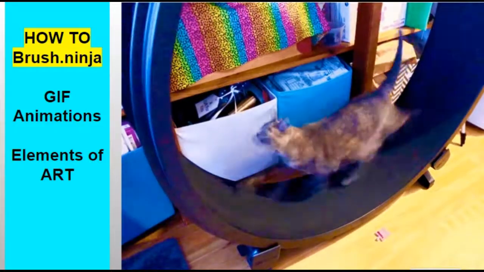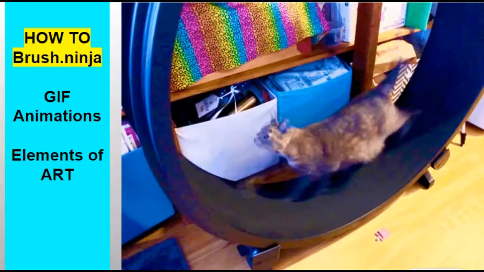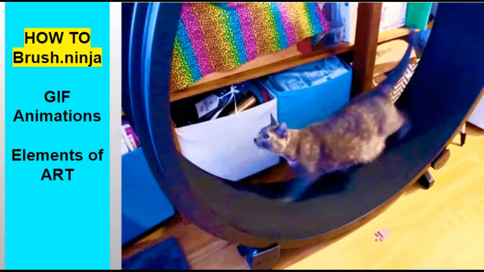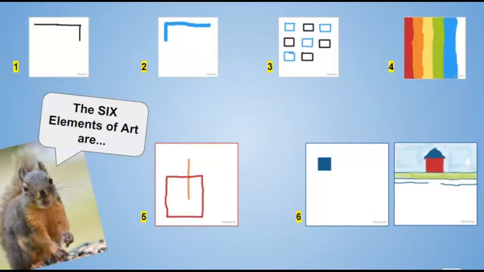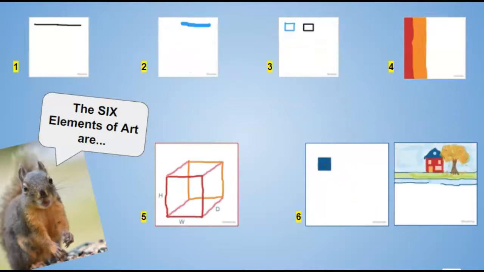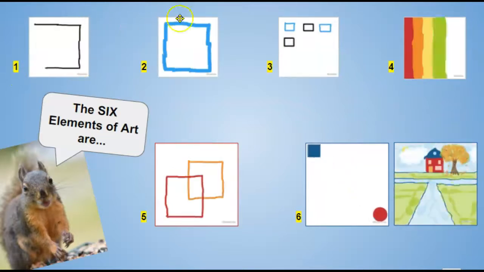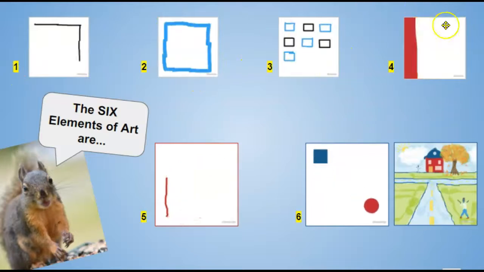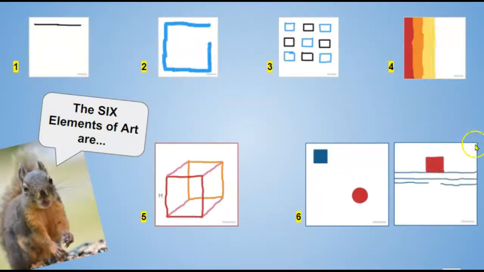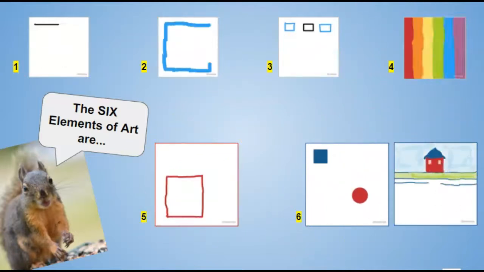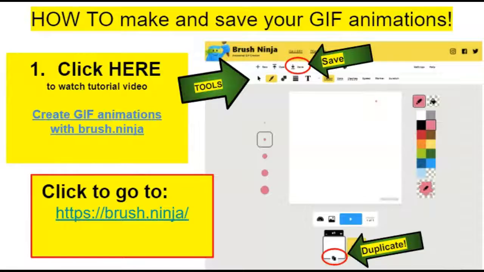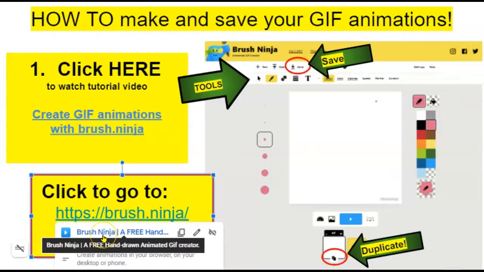Create 4 or more GIF animations using brush.ninja, to demonstrate your understanding of the elements of art: line, shape, pattern, color, 3D form, and space. To go to brush.ninja, just click on the hyperlink.